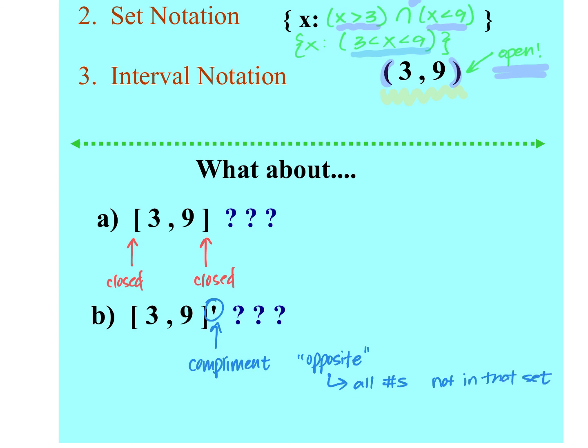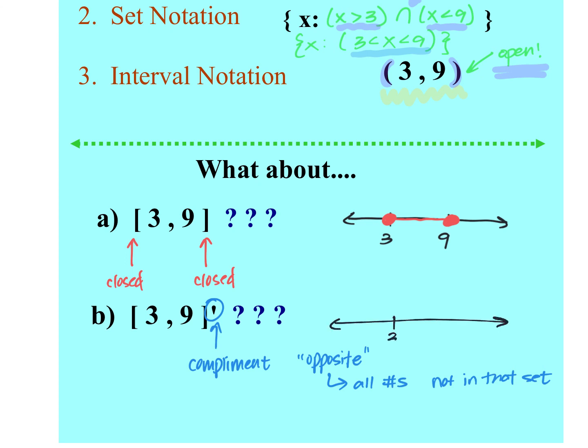So if I have the interval from 3 to 9, and I want the complement of that, I'm talking about all of the numbers not on that interval. So the interval from 3 to 9 would look like this on the number line. I'd have a closed boundary between 3 and 9, all the numbers in between. The complement of that would be all of the other numbers.